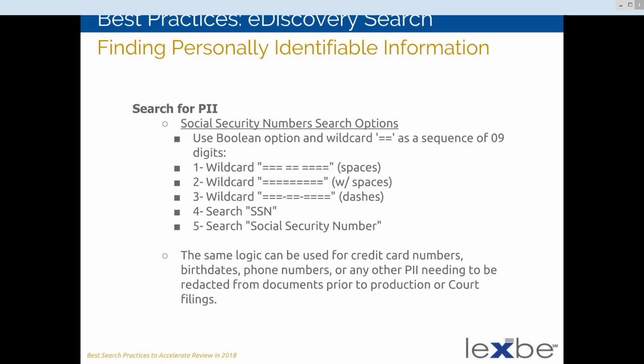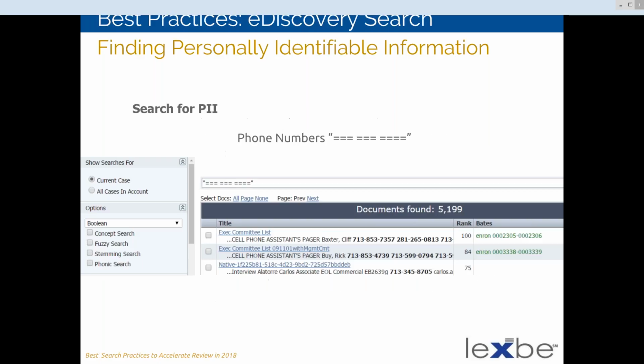You can also search the word SSN, obviously, and social security number, and that will point you in the direction. But for an instance where the words social security number or the abbreviation SSN do not precede the numbers, these first 3 examples will be a really great way for you to look in and make sure that you're not going to e-file something with somebody's social security number on it. The same procedure and logic is used for credit card numbers, birthdays, phone numbers, or anything else really from a numerical sense that you need to extract and redact from documents prior to production.